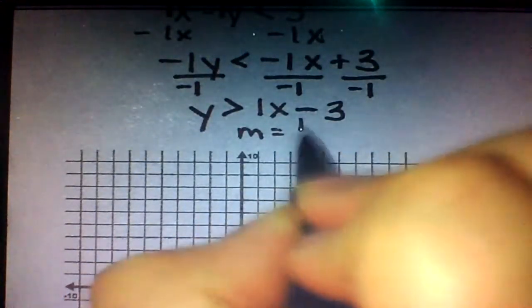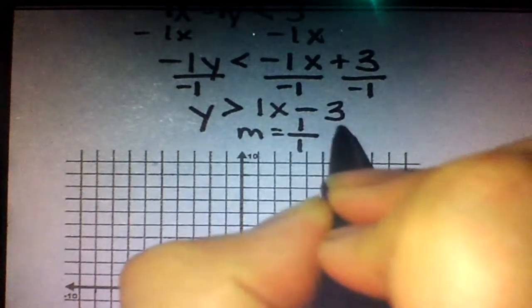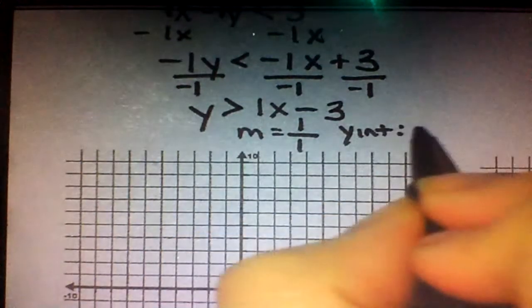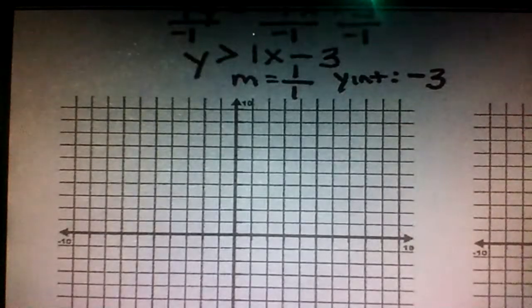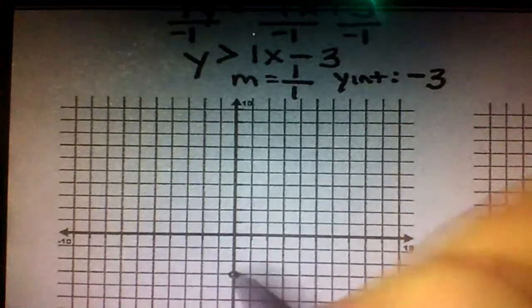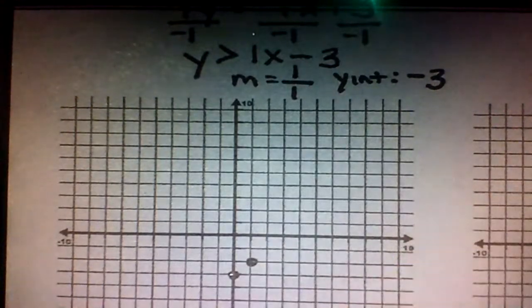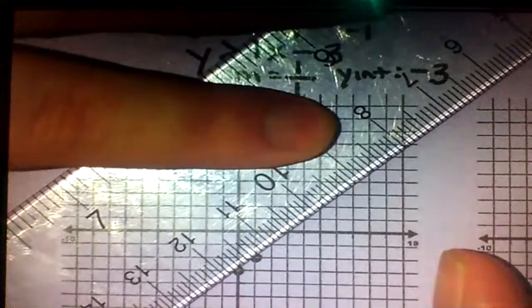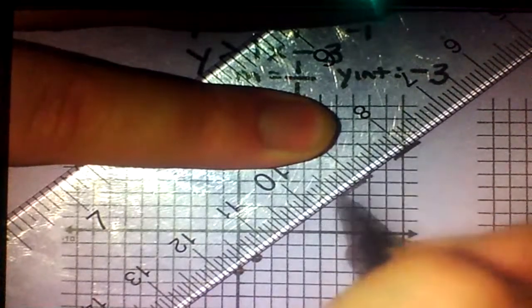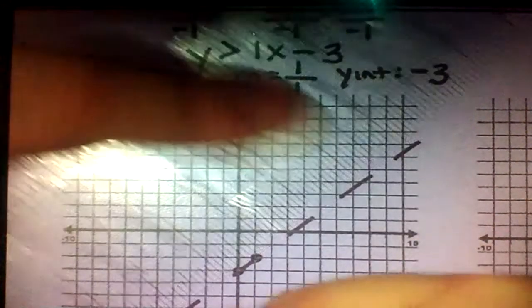Okay, slope is 1 over 1. Y-intercept is -3. So, -3. And this time when I move, I'm going where? Up 1 and to the right 1. Should my line be solid or dotted? Dotted. And am I shading above or below? Above. Wow, these are a lot of shading above.